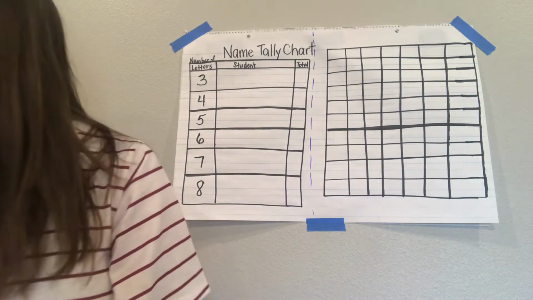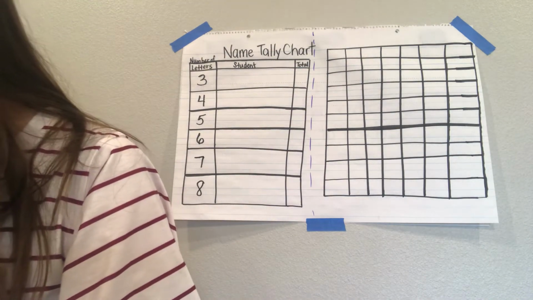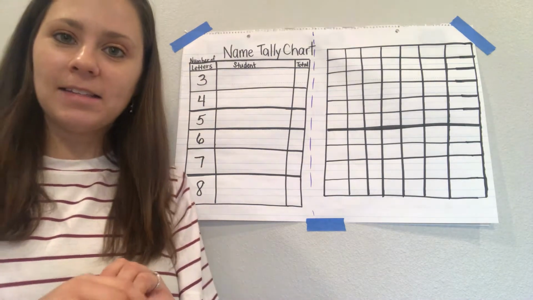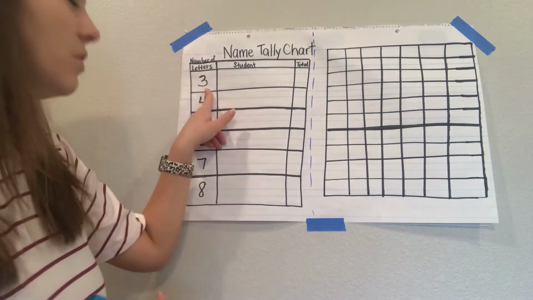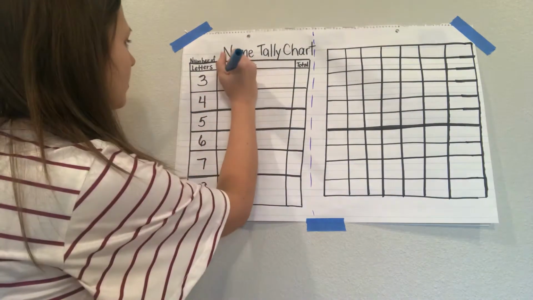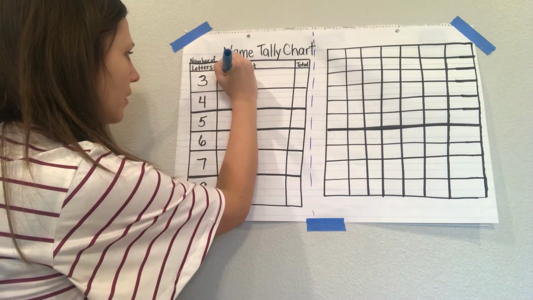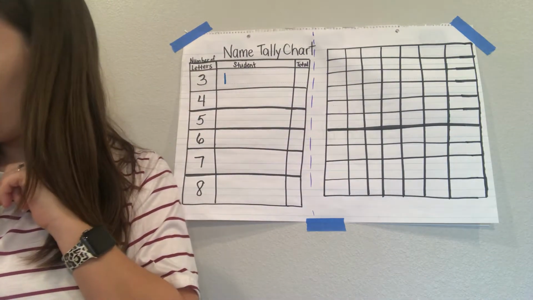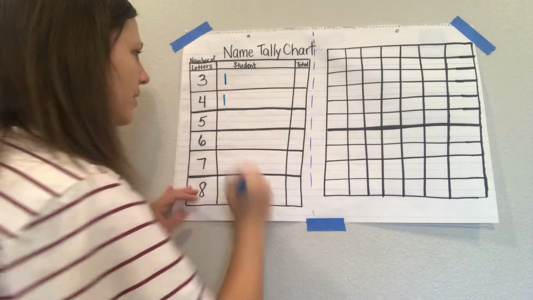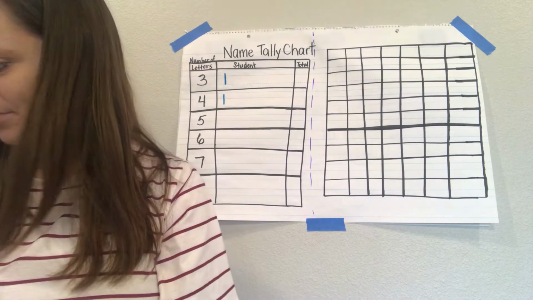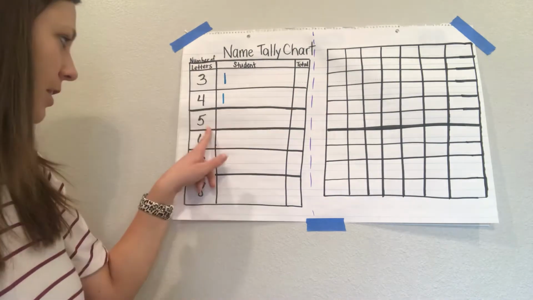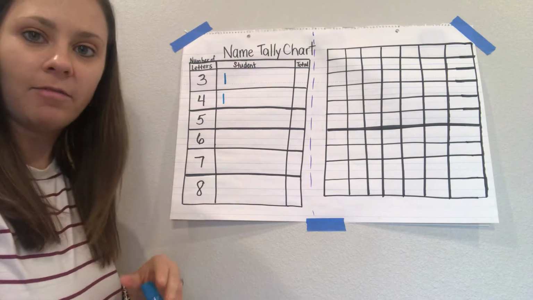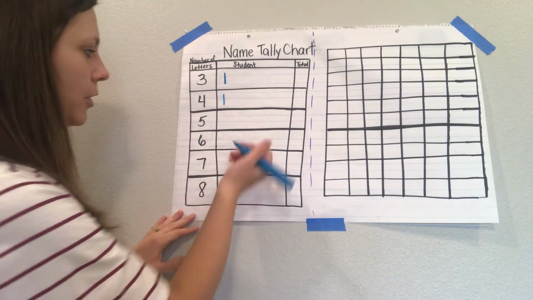All right, I'm gonna get a different color marker to make our tally so it kind of stands out. So for 3, after I asked everybody how many letters were in their name, there was only one student that had 3 letters, and that was Mr. Ari. Okay, for 4 letters in their name, we have one student also with 4 letters, and that was Jack. With 5 letters in their name, we had quite a few. We had actually 6 students that had 5 letters in their name. So watch how I make these tally marks.